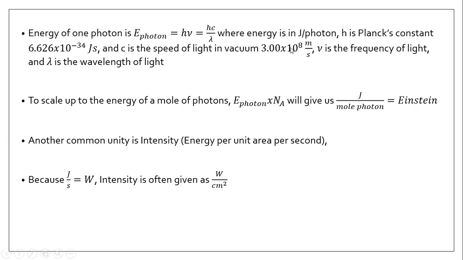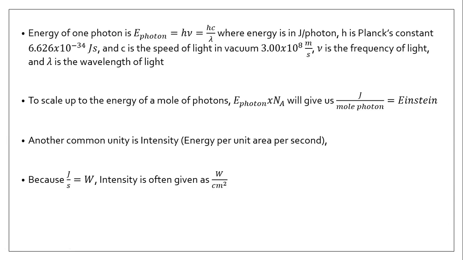For the energy, h is Planck's constant, which is in joule seconds. c is the speed of light in meters per second. Nu is the frequency of light, usually in inverse seconds or hertz. And lambda is the wavelength of light in all sorts of units of distance, like meters or nanometers. To scale up the energy of a photon to a mole, we take the energy of the photon times Avogadro's number. It's going to be joules per mole of photons, and it's called an Einstein.